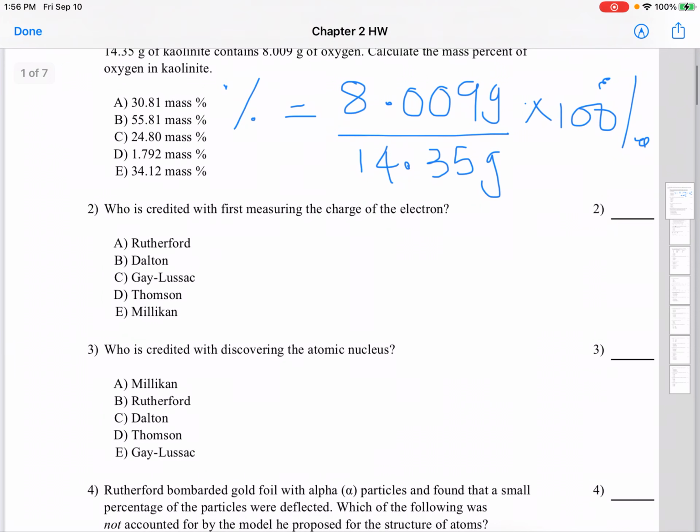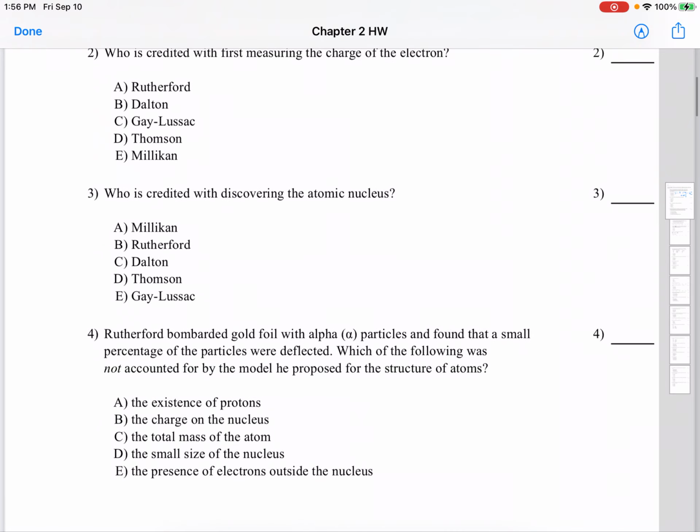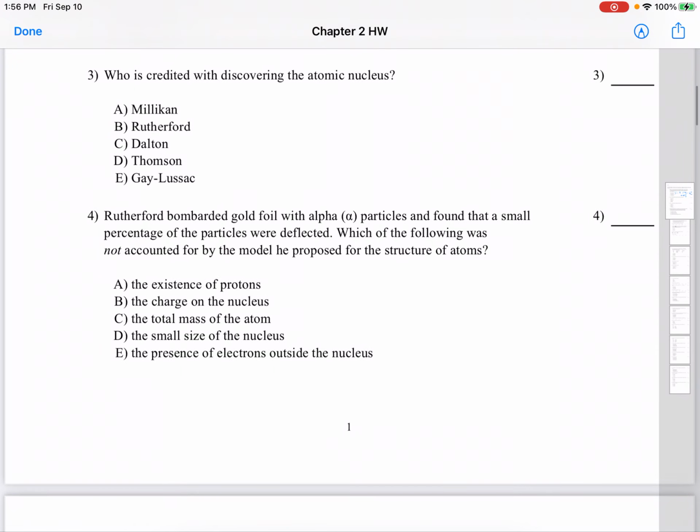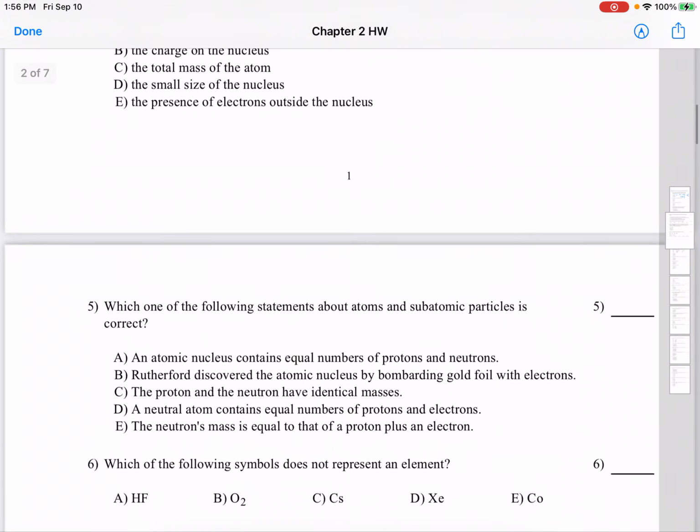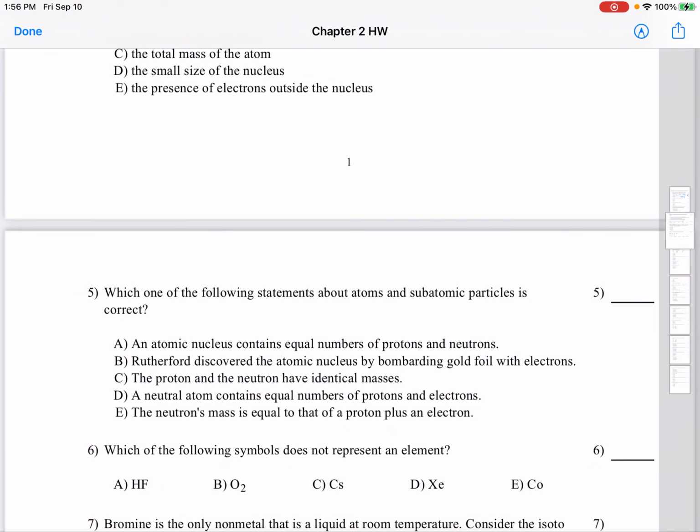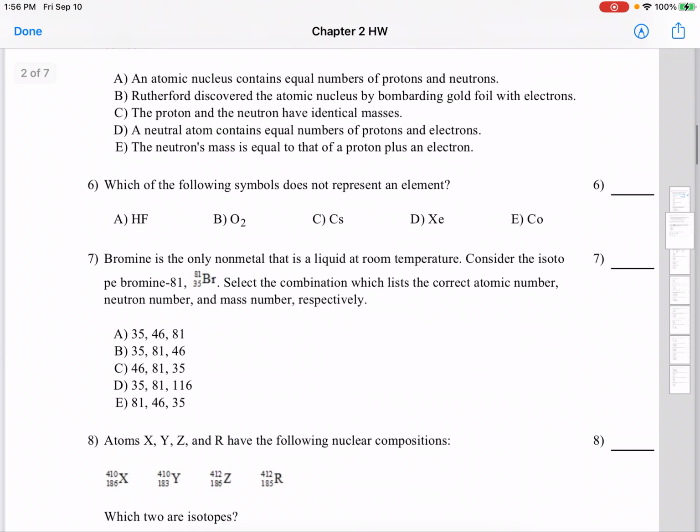And then number 2, you can find out who is credited with measuring the charge of the electron. And the third one also you can do, who discovered the atomic nucleus. Number 4 also you guys can do, a conceptual one. Number 5 also you can do.